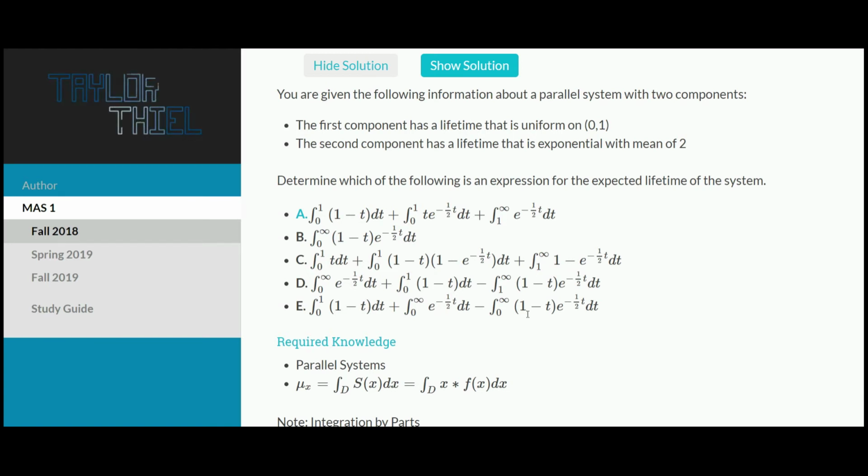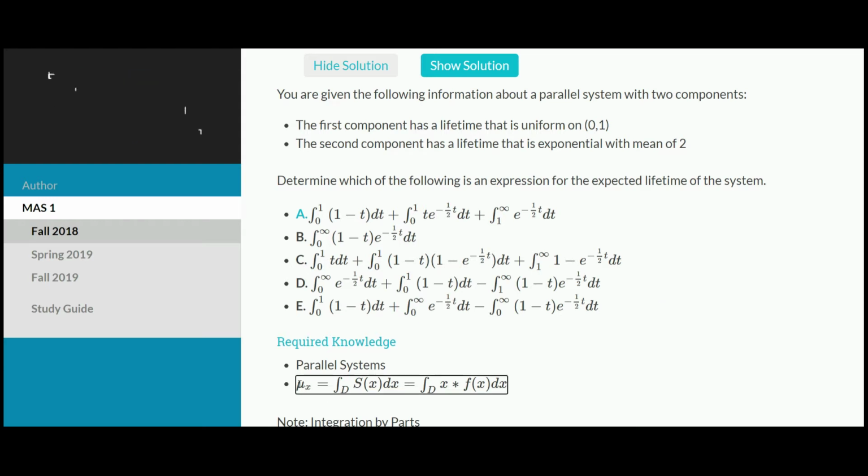For this problem, we need to know a few things. First, we need to know what it means to be a parallel system. Let's say you have a parallel system of two components, like we do in this problem. If component A works, the system works. If component B works, the system works. Or if components A and B work, the system works. But if they both fail, the overall system fails. So you need at least one component from a parallel system to work for the overall system to work. And that's what's meant by a parallel system.